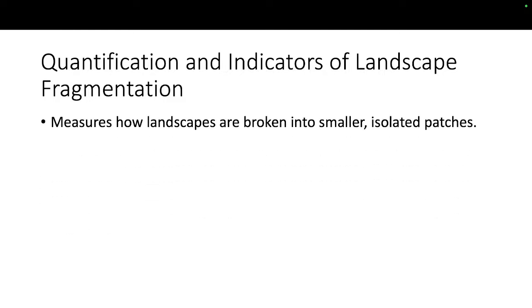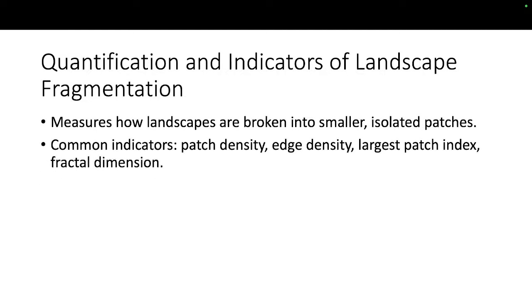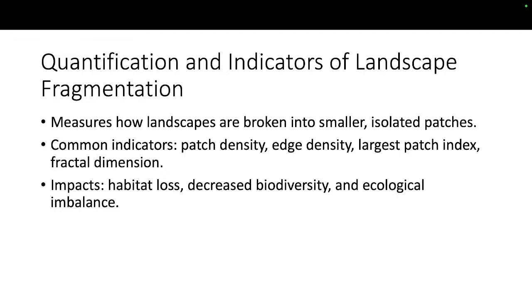We also discuss the quantification and indicators of landscape fragmentation, which measure how landscapes are broken into smaller, isolated patches. Common indicators are patch density, edge density, largest patch index, and fractal dimension, and we discuss how you can compute them. We also discuss the impacts, such as habitat loss, decreased biodiversity, and ecological imbalance.